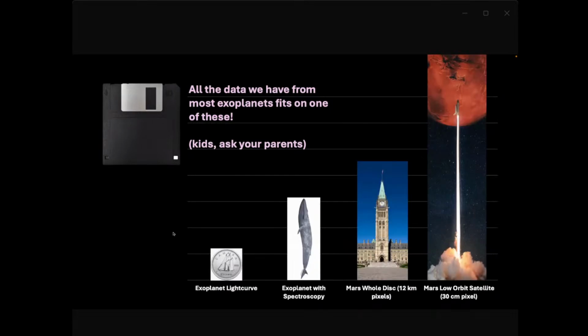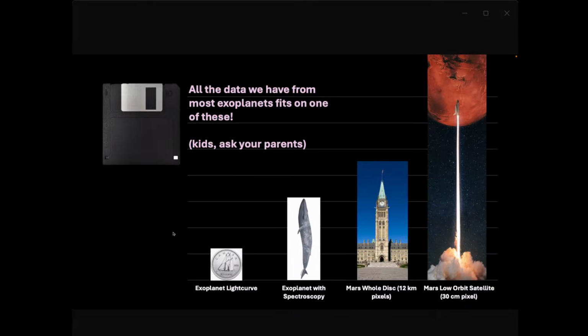So for the exoplanetary light curve, for just watching the shadow as it passes in front of the star, we need about 6 of these things. So that's about the width of a dime. Not very many. That's perfectly considerable. You had to put a lot more of these in to install Windows back in the day, let me tell you. If you are doing the exoplanet with spectroscopy, you need a blue whale size stack of these, about 10,000 of them, which is considerable.